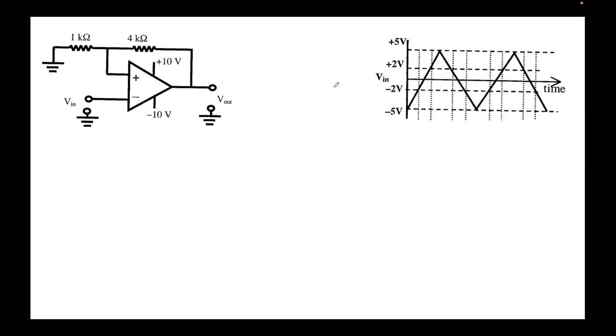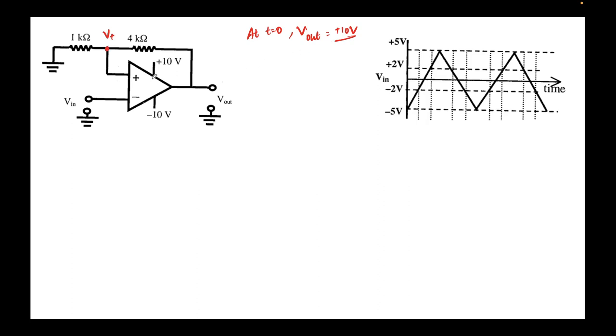So what I'll say is that at t equal to zero, V out is plus 10 volts. Note, plus 10 volts is the saturation. Okay, so now let's first try to evaluate what the potential is here at t equal to 0. Let's call this node voltage V plus.